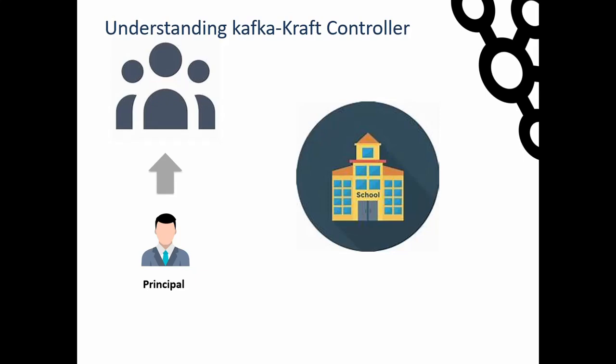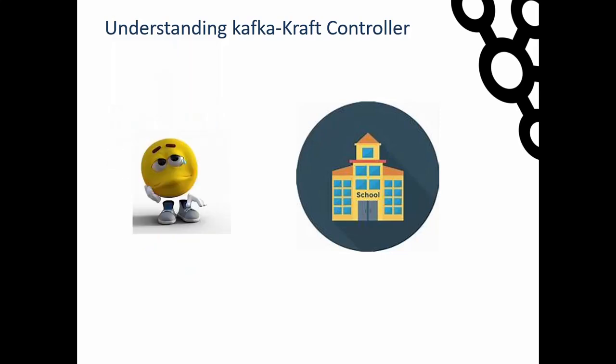Every time they need to make an important decision, like hiring a new teacher or shifting a student to another class, they must first ask the school board, ZooKeeper, for approval. What's the problem? Slow decision-making. The principal has to wait for the school board to respond. Too much dependency. If the board is unavailable, the school can't function properly. Risk of failure. If the board stops working, the principal is stuck and school operations freeze.